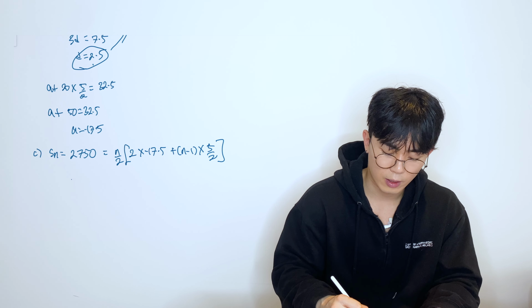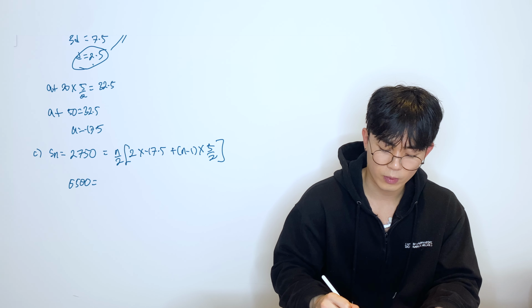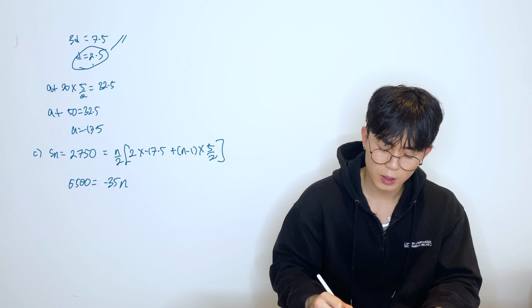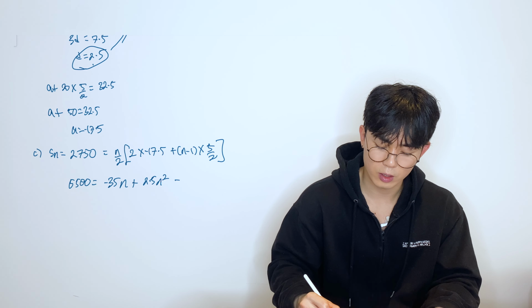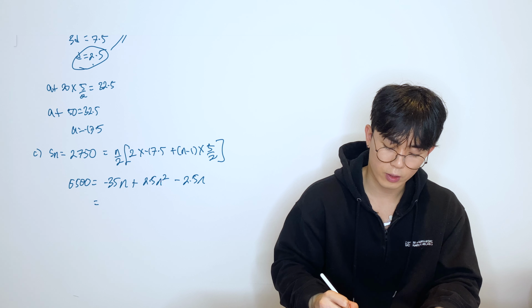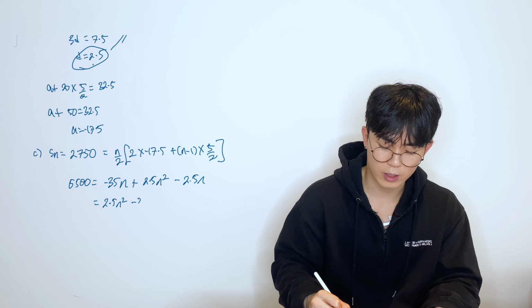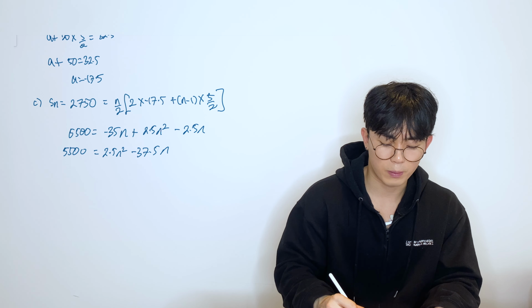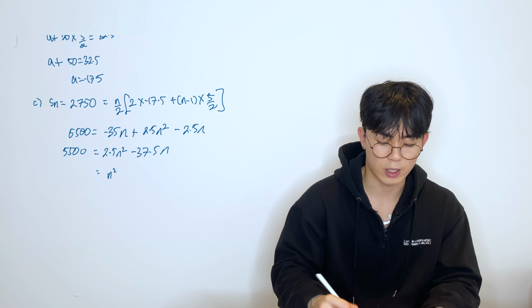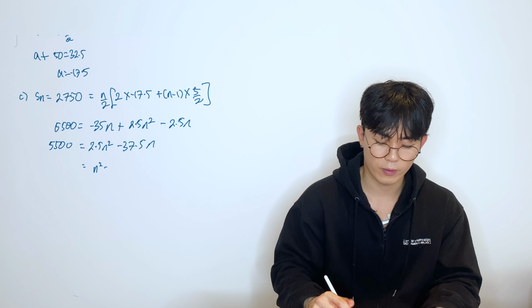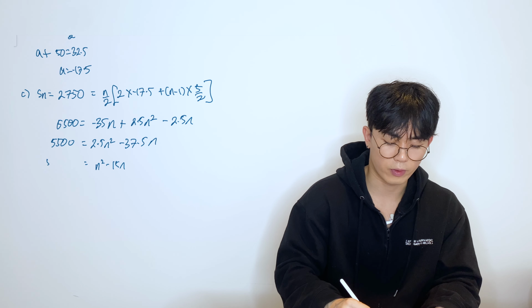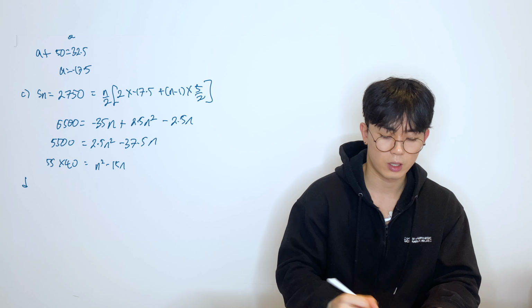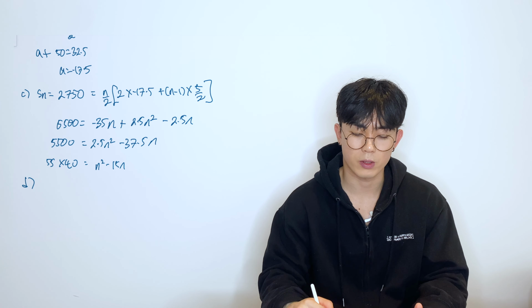So we'll have 5,500 is equal to minus 35n plus 2.5n squared minus 2.5n. So we get 2.5n squared minus 37.5n is equal to 5,500. And if you divide everything by 2.5, then we actually get that equation here. So n squared minus 15n is equal to 55 times 40. So it's just simply plugging into the summation equation.